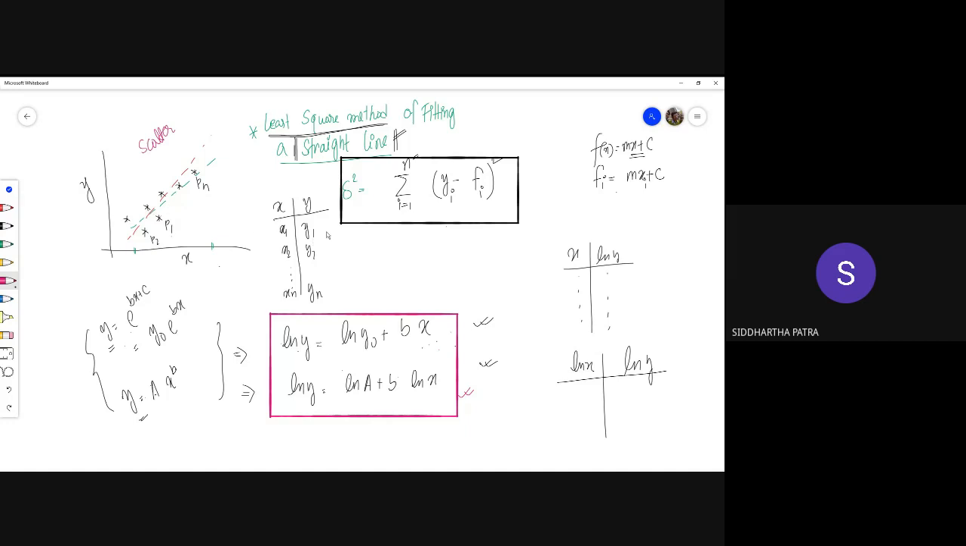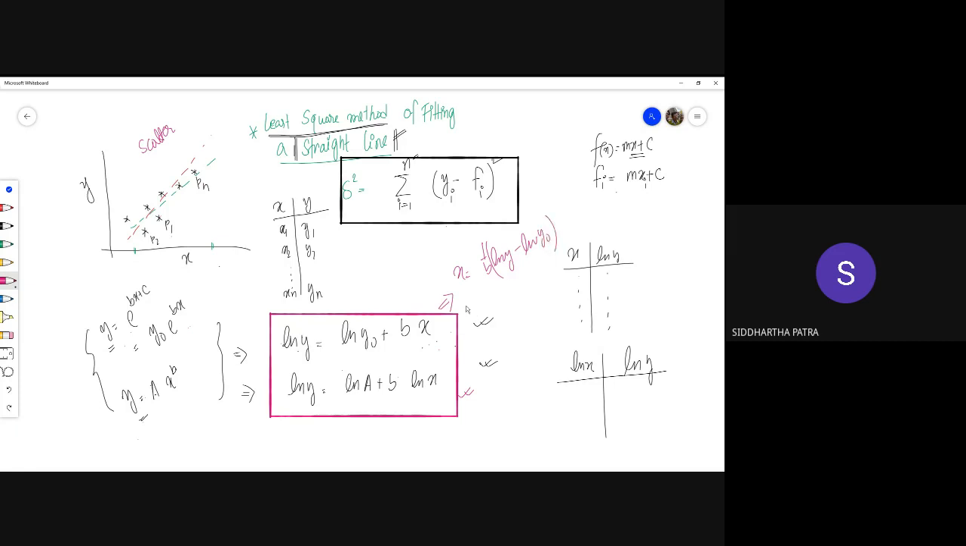So different types of trend lines are available. For example, there are linear trends, there are exponential and power law trends, and there are certain polynomial trends as well. There is also a logarithmic trend. The logarithmic trend is simply the reverse, which basically is this quantity x equals 1 by b ln of y minus ln of y0.